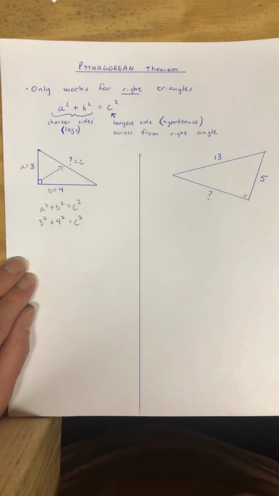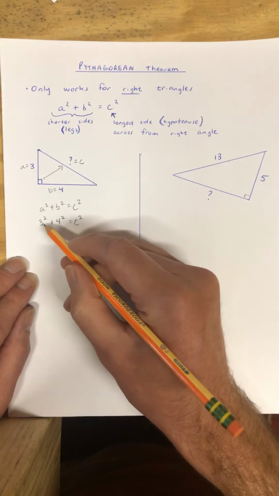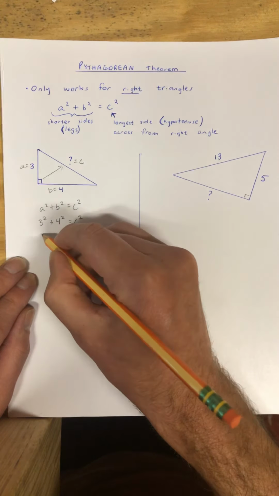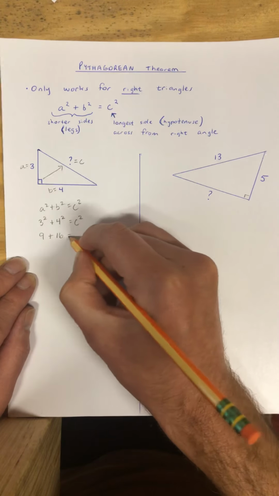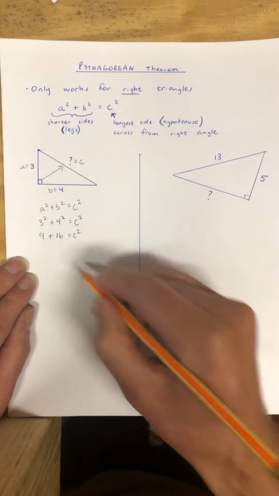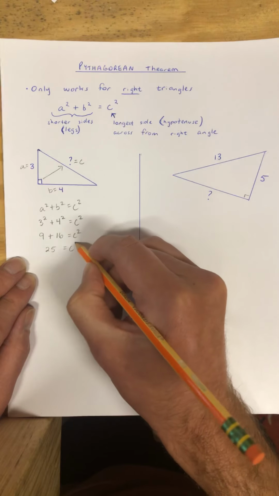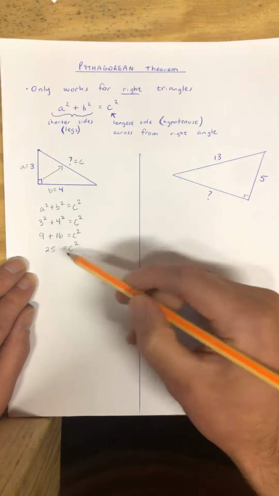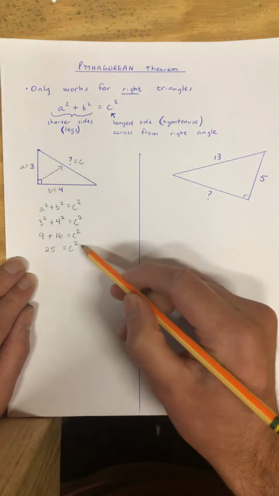Okay, now we can just add these together and see what we get. Or square these and then add them. So 3 squared is 9. 4 squared is 16. C squared just drops down. 9 plus 16 gives us 25, which is C squared, and this is a very important last step. That does not mean that the missing side length is 25 because it's C squared.